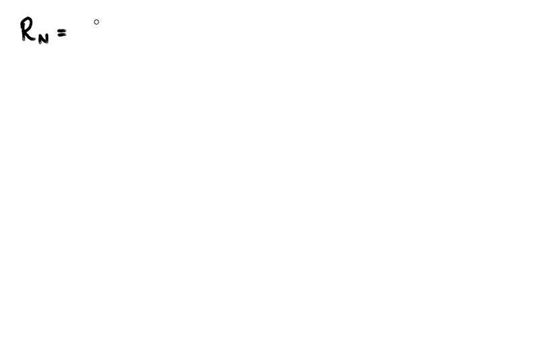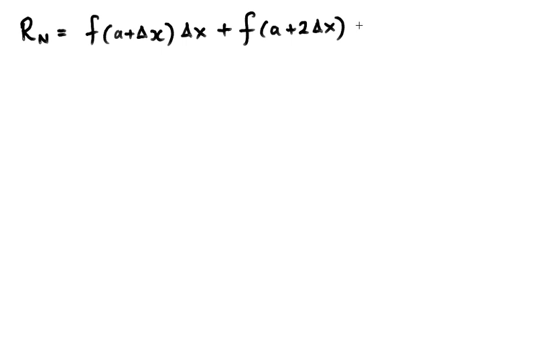When you calculate the area of each of these rectangles, you need to calculate the right endpoint. So f of a plus delta x is the height of your rectangle, and you have a width of your rectangle of delta x. Then you go to the next right endpoint, which is f of a plus 2 delta x, and the width of that is delta x. And you just keep doing that until you get to the last one, which is a plus n delta x, and the width is still delta x.